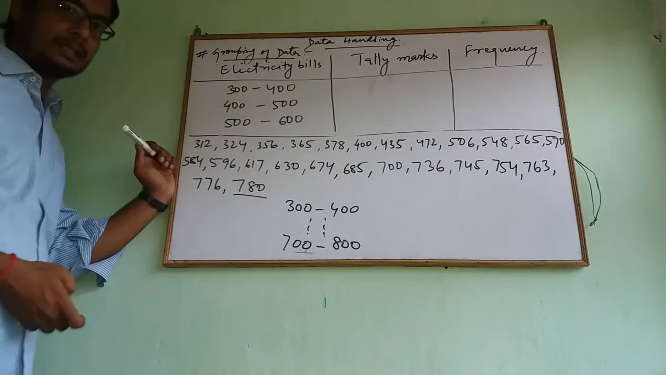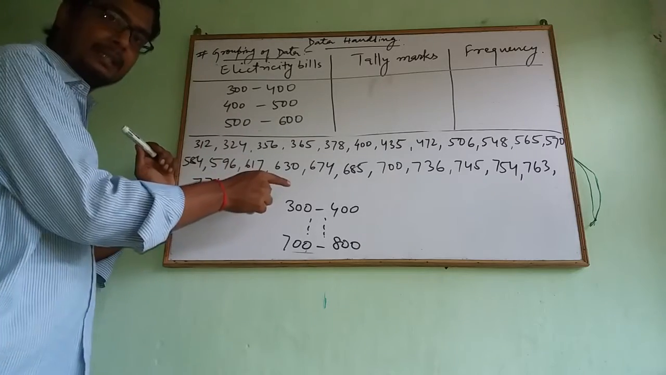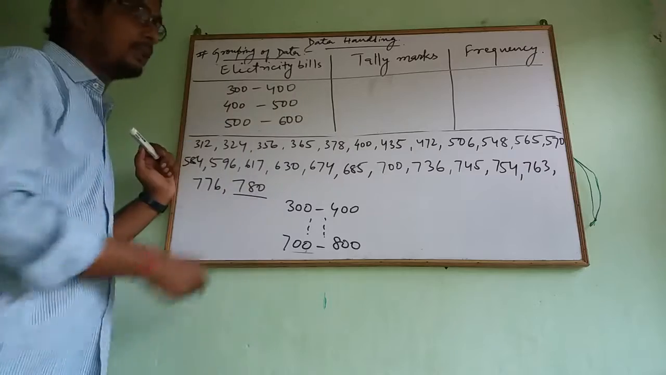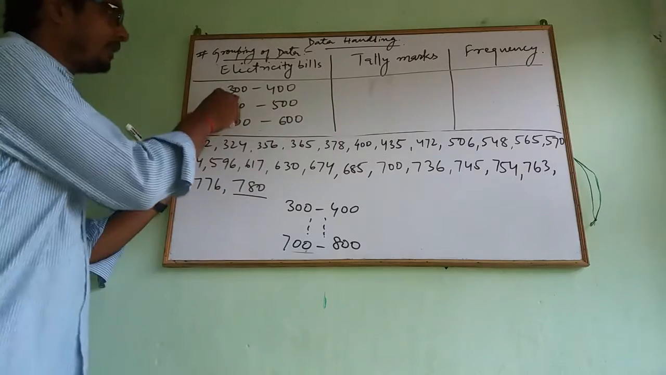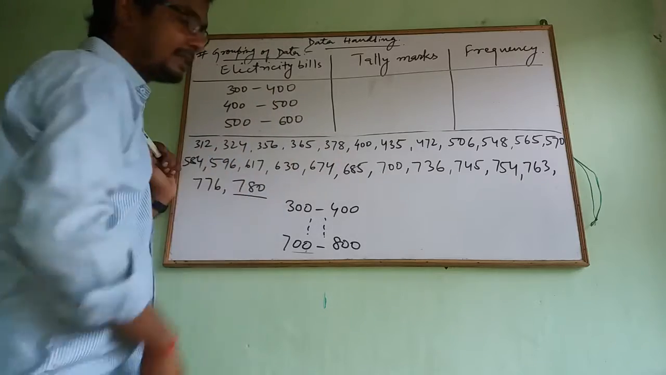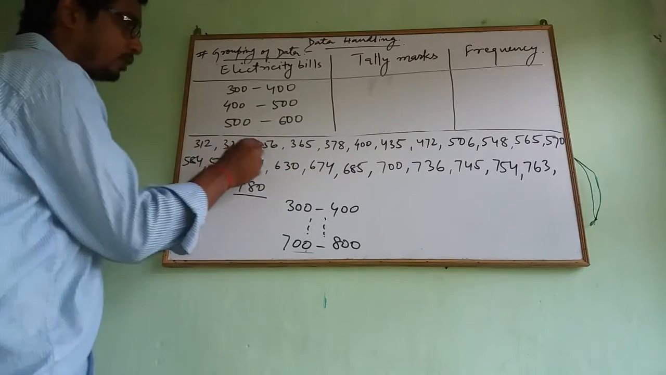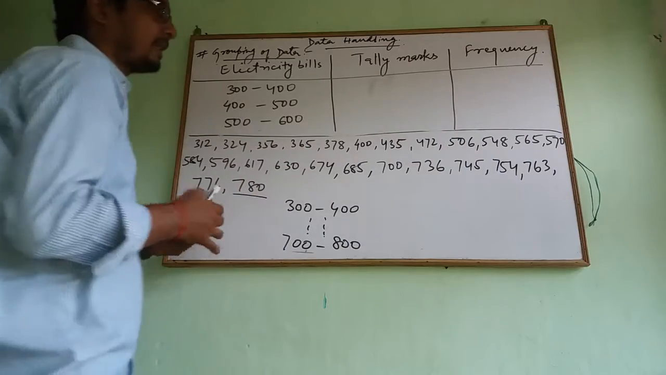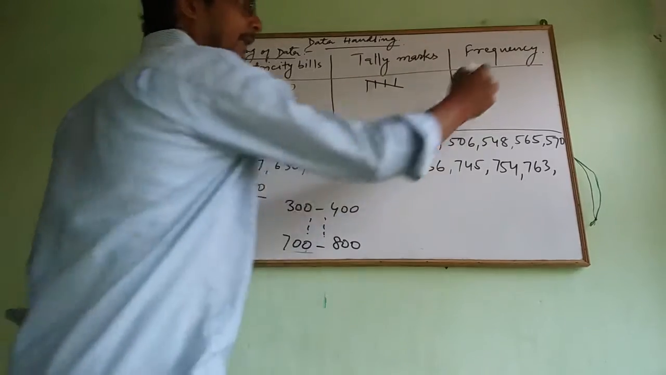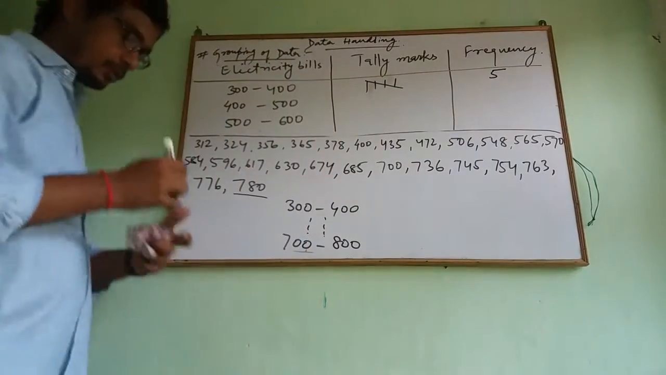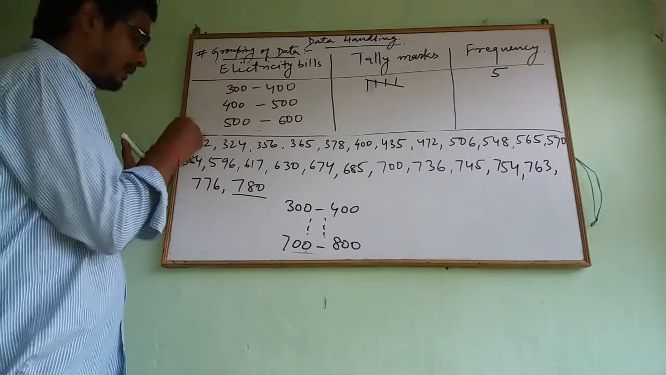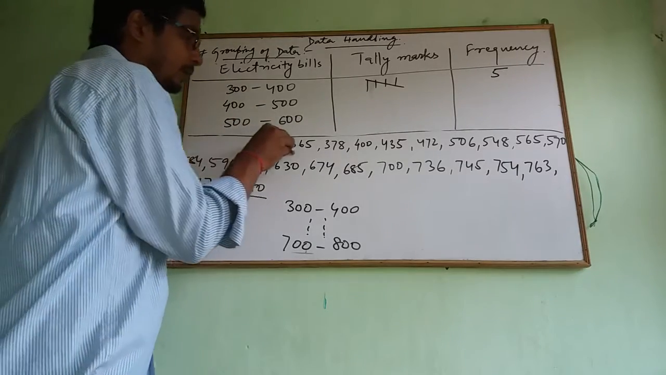So let's start. We have already arranged the data in increasing order, so we won't find it difficult to write the tally marks as well as the frequency. You can see between 300 and 399 how many data are there. It is 1, 2, 3, 4, 5, so five data. I write the tally marks for five, and I write 5 here as the frequency. So I have arranged 300 to 399. Now I will erase it.